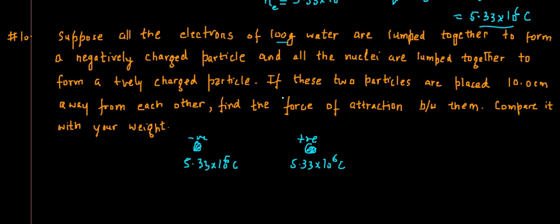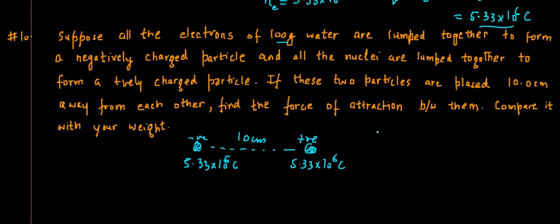So in 100 grams of water there will be this amount of negative charge and this amount of positive charge, because water in general is neutral. If these particles are placed 10 centimeters apart, we have to find the force of attraction between them. Let's find the force of attraction between them.